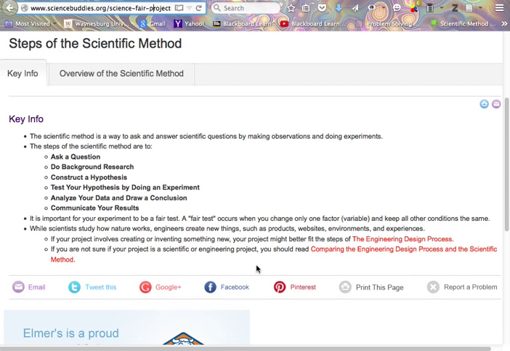A fair test, or valid, as many of us will call it, occurs when you change only one factor or variable and keep all of the other conditions the same. You can't make any kind of conclusion if you have too many variables or factors. We couldn't say for sure the lack of water killed the plant if we were also testing whether it had some sort of disease or whether there were some chemicals it was exposed to. You need to narrow this down to one variable or factor.